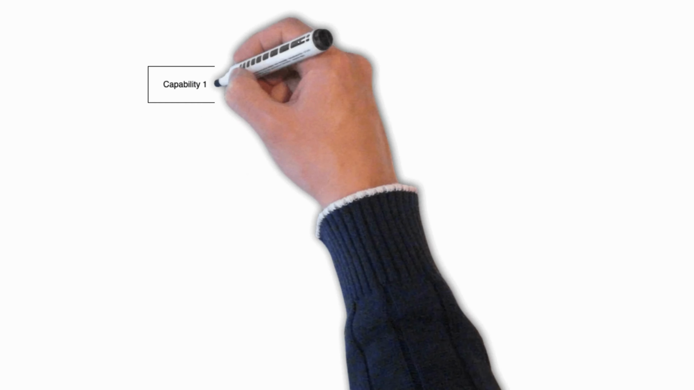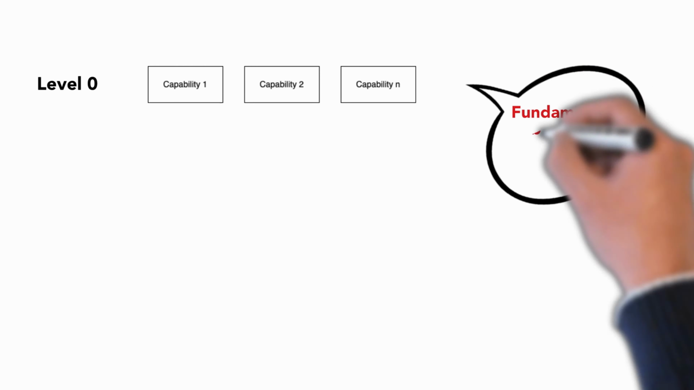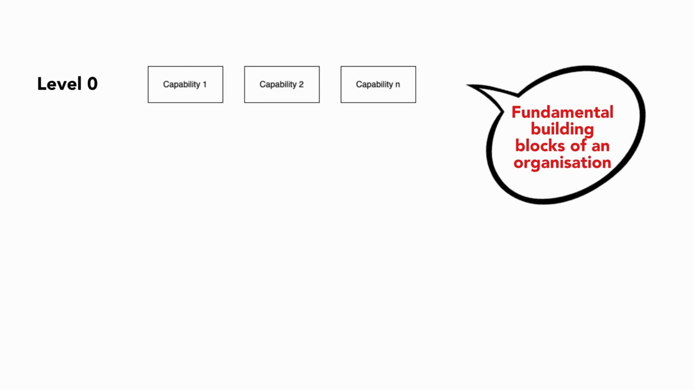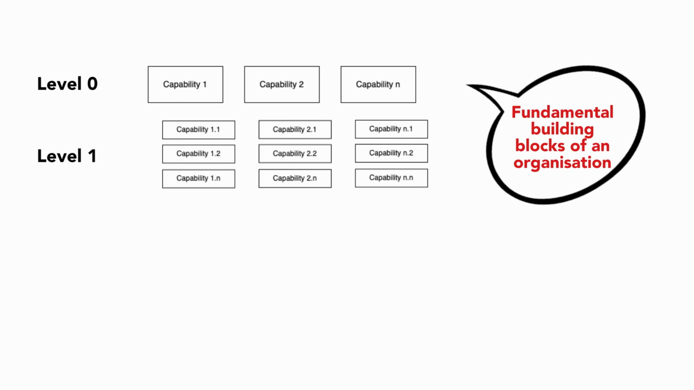The starting point is to develop a capability map where we define an organization's top-level capabilities, also called capability groups. The top-level capabilities are called level 0 capabilities, and most organizations have between 7 to 12. The level 0 capabilities are the fundamental and essential building blocks of an organization. Level 0 capabilities are decomposed into level 1 capabilities, and there are typically 3 to 10 level 1 capabilities within a level 0 capability.